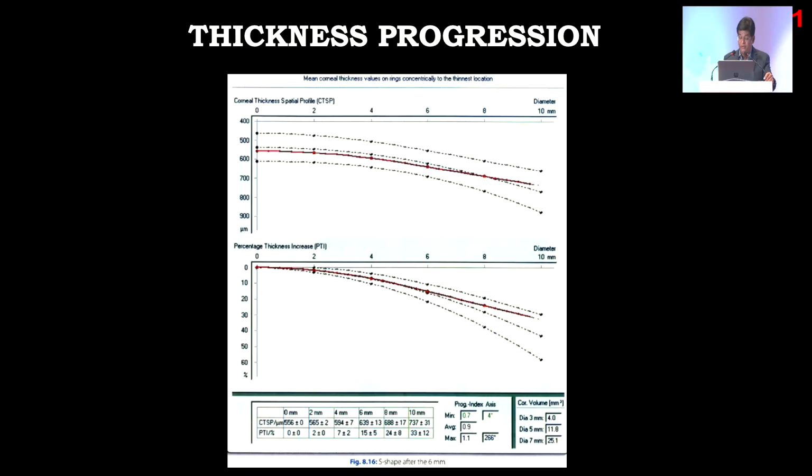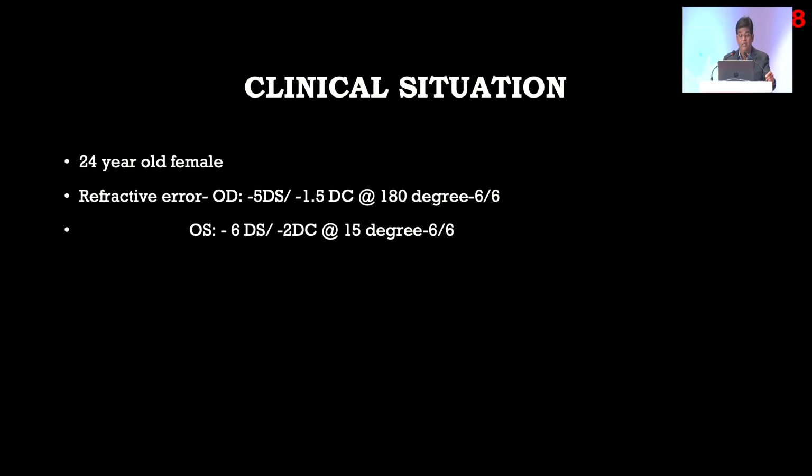Thickness progression map is a good map. It just tells us the standard deviations within which the pachymetric thinning progression or thickening profile of the cornea is normal or abnormal. Another clinical situation, a patient or high myope, -5 with -1.5 cylinder and -6 with -2.5 cylinder.